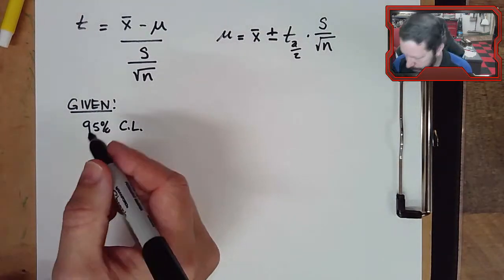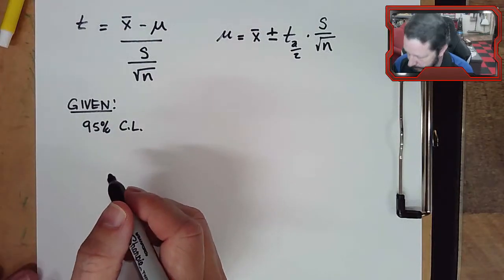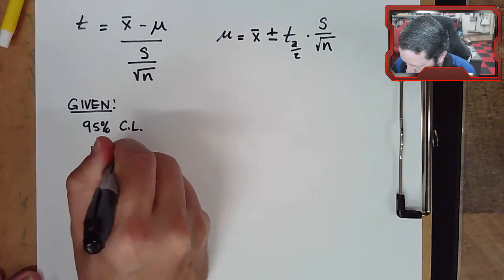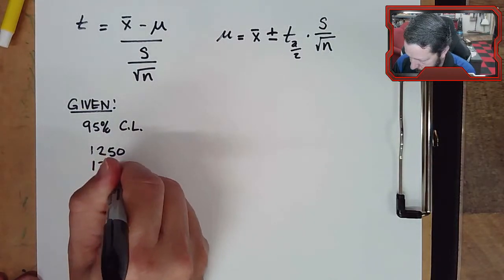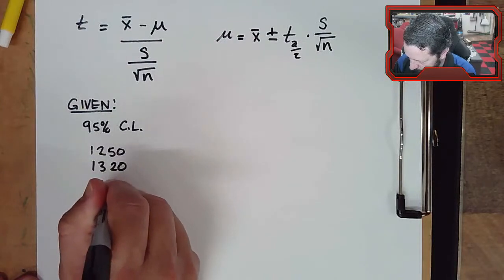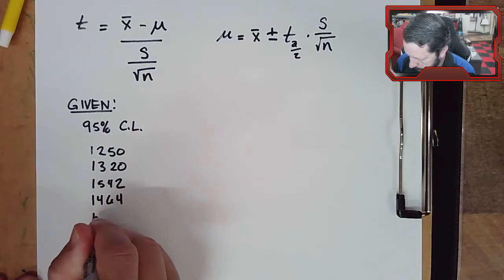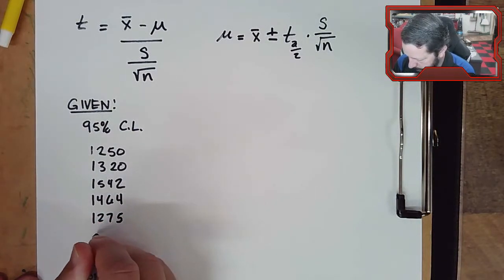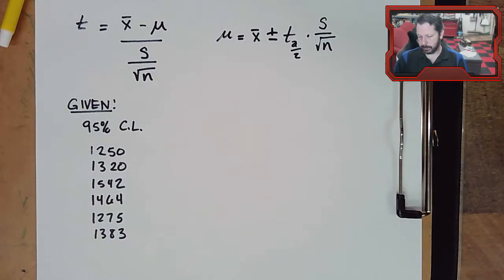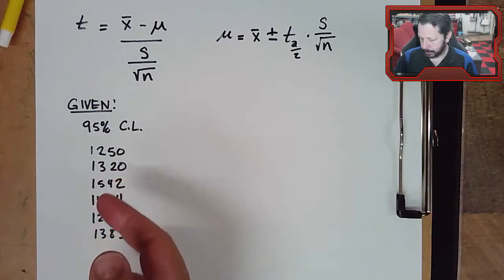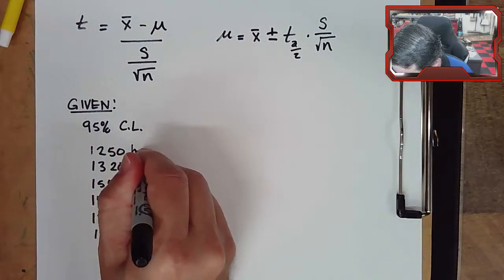We did 6 measurements on time to failure, I guess. Not mean time to failure yet. We'll do that in a second. We have one machine that failed at 1,250 hours. These are hours. 1,320, 1,542, 1,464, 1,275, and 1,383. So those are the time that these 6 different machines took to fail. These are all in hours.